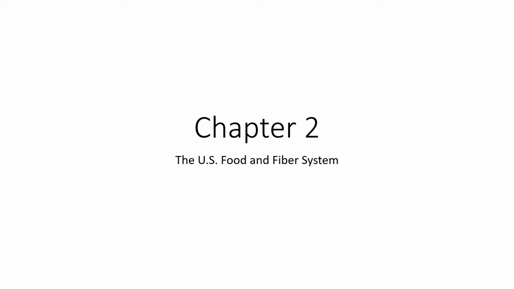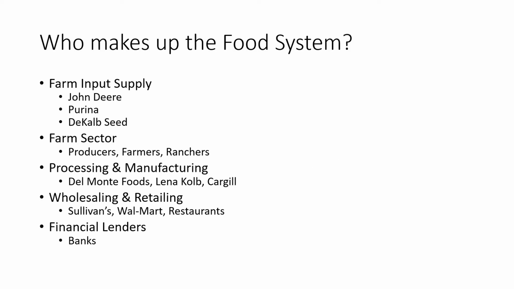This video is for chapter 2, titled The United States Food and Fiber System. The text starts with just identifying different players within the food system. So we have all sorts of businesses that play a role in our agricultural food system.